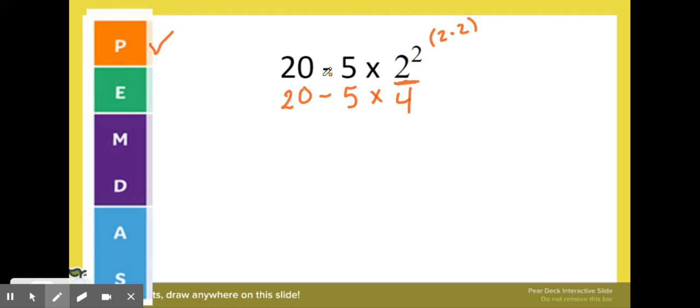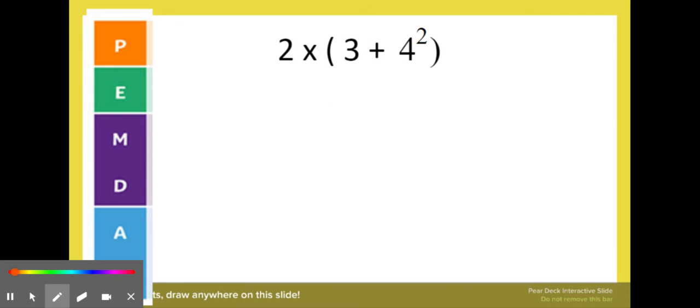And I'm really getting the kids to try to show one step at a time. The next thing I have, so I'm done with my exponents, is multiplication or division. I'm looking at subtraction and I have multiplication. I'm going to do my multiplication before I do my subtraction. So I'm going to do 5 times 4, which gives me 20. And then I'm dropping down the rest of my expression. Now I have 20 minus 20, which would give me 0. I was done with the multiplication and division. I only had one step left, which was subtraction.